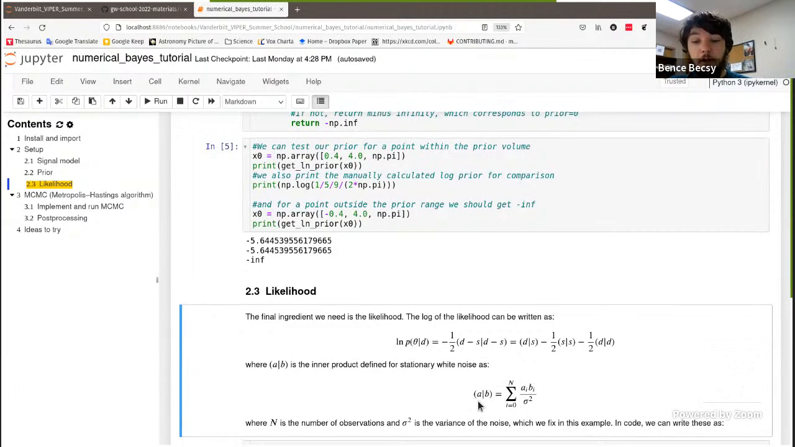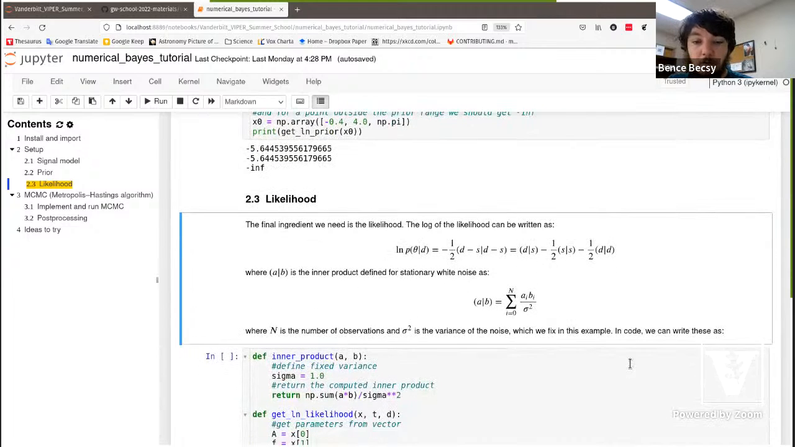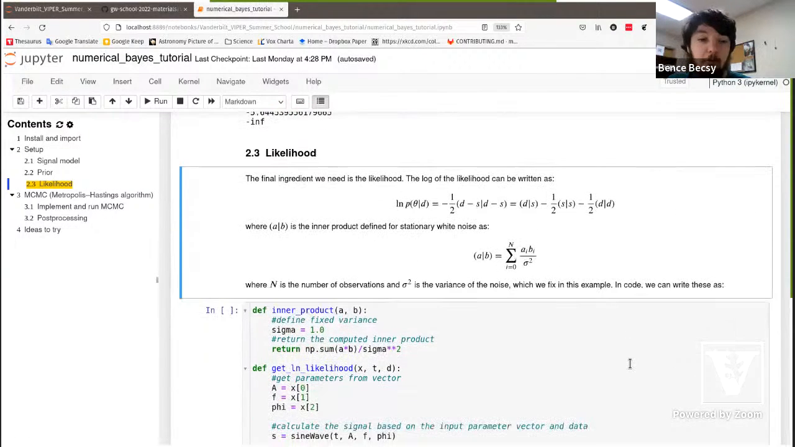So our inner product is just the sum over the product of these 2 series, divided by a variance that we will just fix here. But in principle, you could also make that a parameter of your MCMC and sample over it as well. So to build this likelihood function, we need to define an inner product. That's very simple from this equation. We just define a fixed sigma.